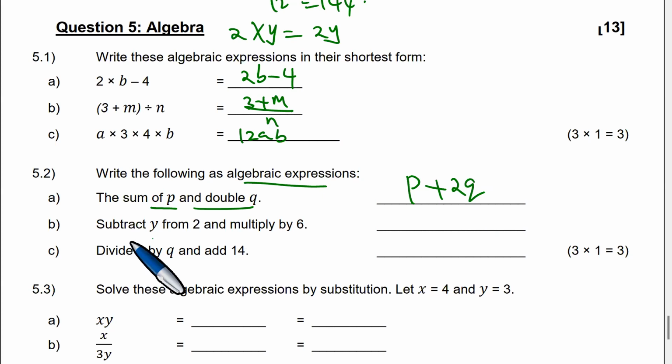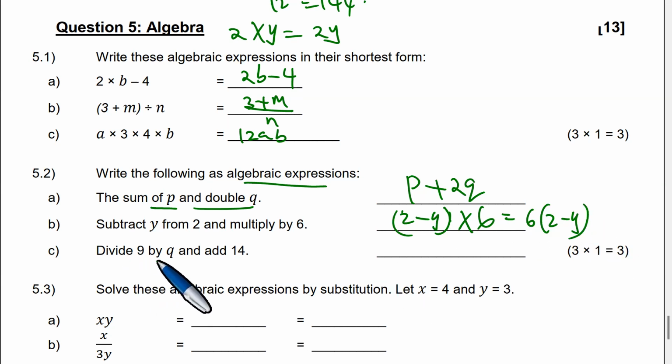P plus 2Q. Subtract y from 2. So y minus 2. Subtract y from 2 and multiply it by 6. What's the answer? So y minus 2. Subtract y from 2 and multiply by what? By 6. So you can write it as 6 into 2 minus y if you want.